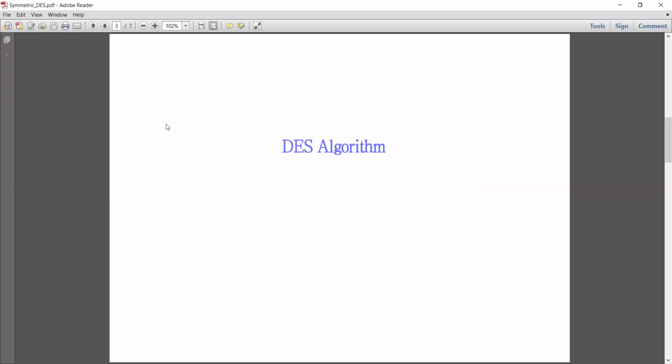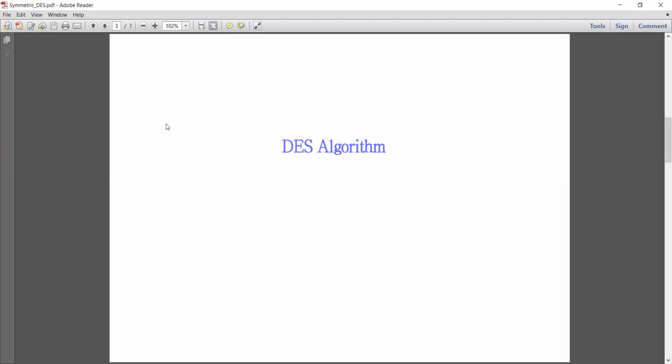Now we will discuss the DES algorithm. What is the full form of DES? The Data Encryption Standard. DES has been used for over three decades. But of late, DES has been found vulnerable to very powerful attacks, and therefore the popularity of DES has been slightly on the decline.